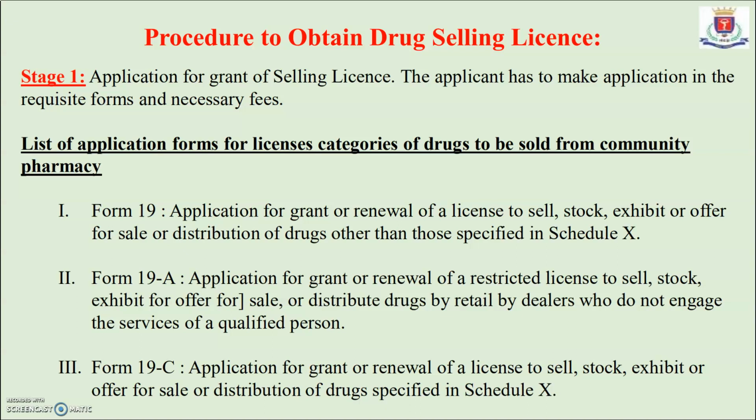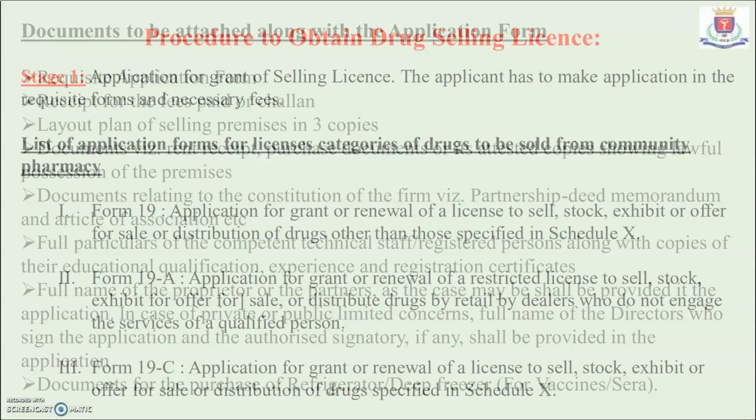Form 19A: application for grant or renewal of a restricted license to sell, stock, exhibit or offer for sale or distribute drugs by retail by dealers who do not engage the service of a qualified person. Form 19C: application for grant or renewal of a license to sell, stock, exhibit or offer for sale or distribution of drugs specified in Schedule X.